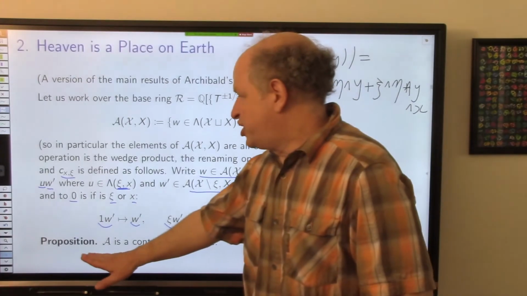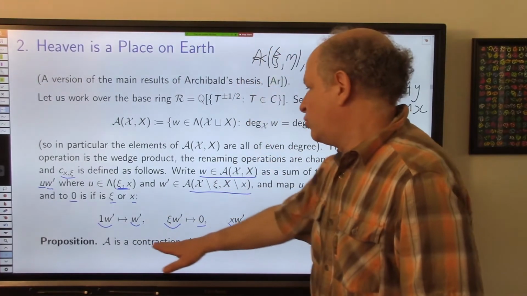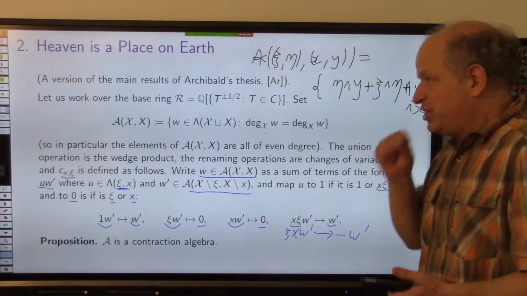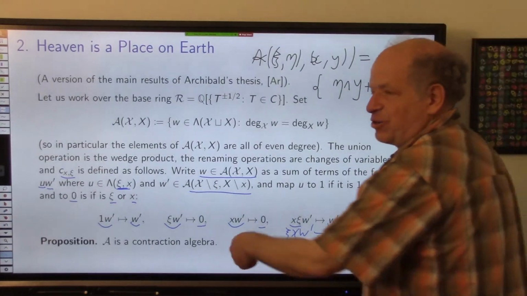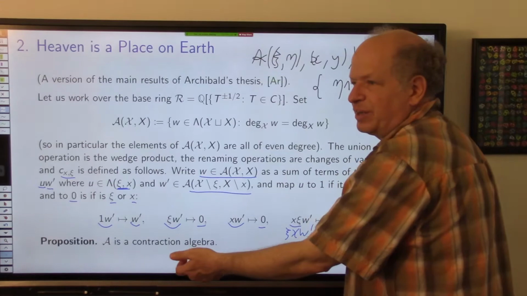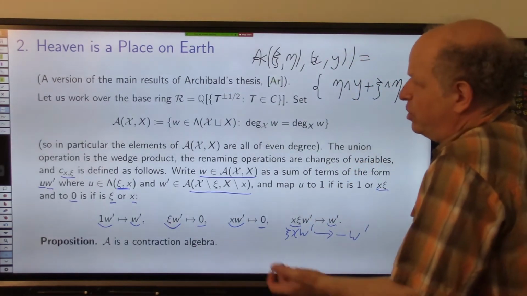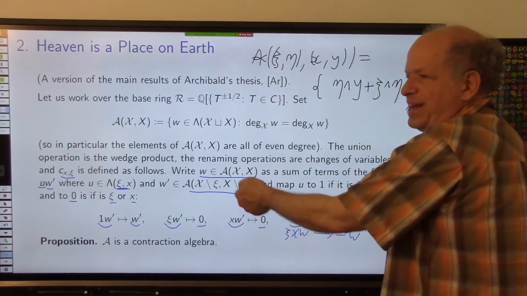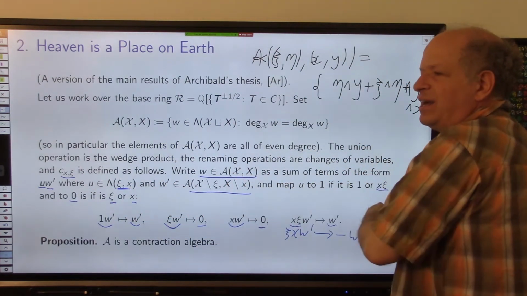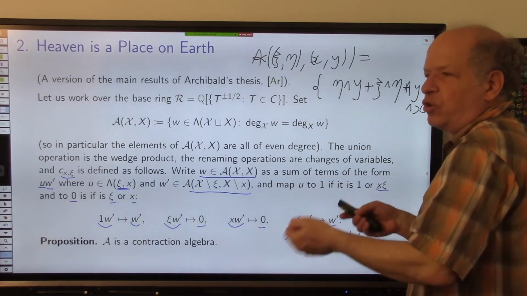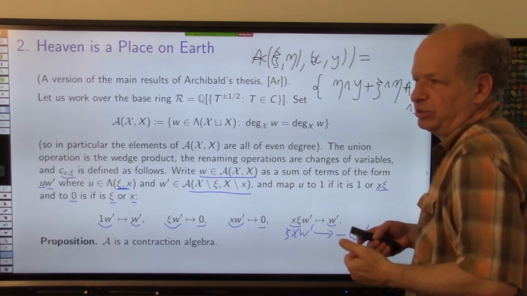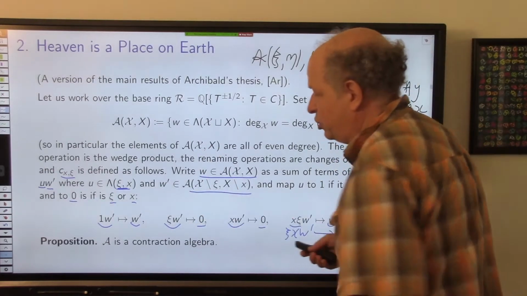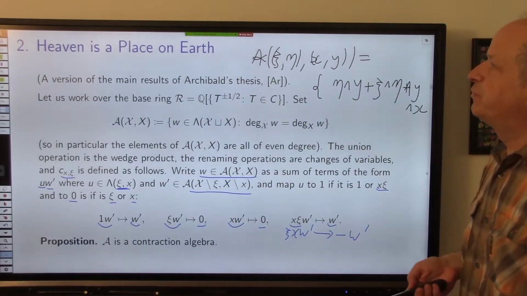So a simple proposition is that what we got is a contraction algebra. The only hard thing to check is to check that contractions commute. And this is essentially trivial, you know, if you pull out psi and x, and if you pull out y and eta, it doesn't matter in which order you pull them out. Okay? So it's easy to check that it's a contraction algebra.